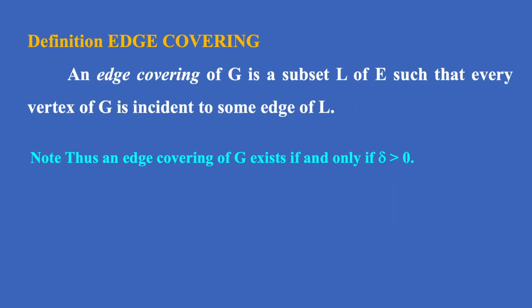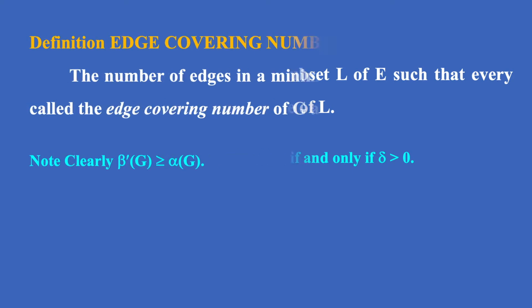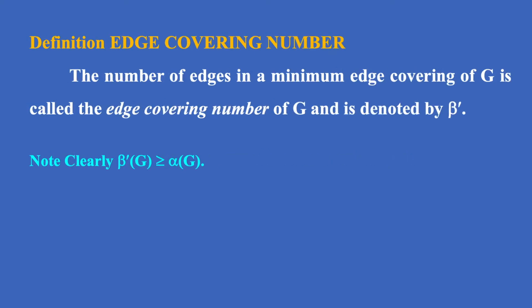Next, let us see the definition of an edge covering in a graph. An edge covering of G is a subset L of E such that every vertex of G is incident to some edge of L. We note that an edge covering of G exists if and only if delta is greater than 0.